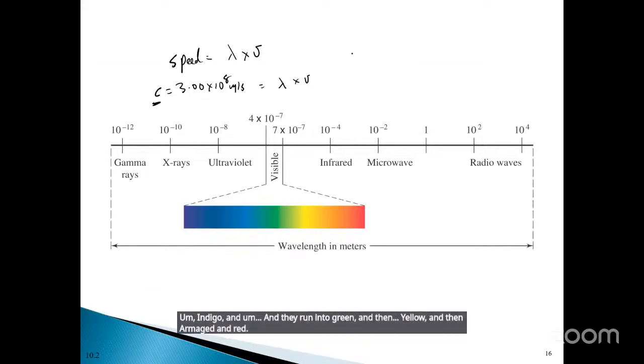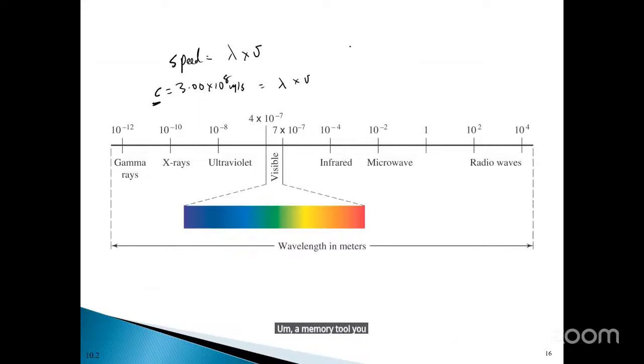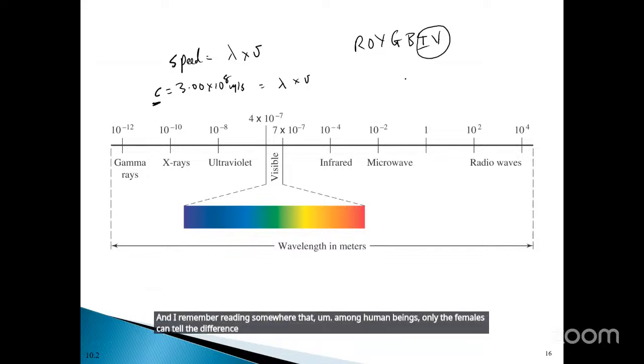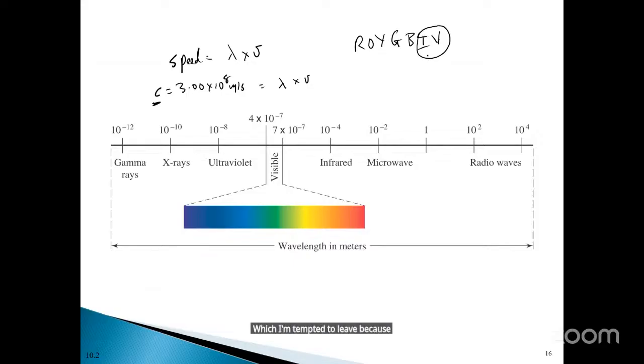And there's a memory tool you can use to remember the order of the colors here. The way I remember it is ROYGBIV, red, orange, yellow, green, blue, indigo, violet, right, Biv. That's what I use to remember this order. All right. And I remember reading somewhere that among human beings, only the females can tell the difference between indigo and violet, which I'm tempted to believe because I can't tell the difference between indigo and violet.